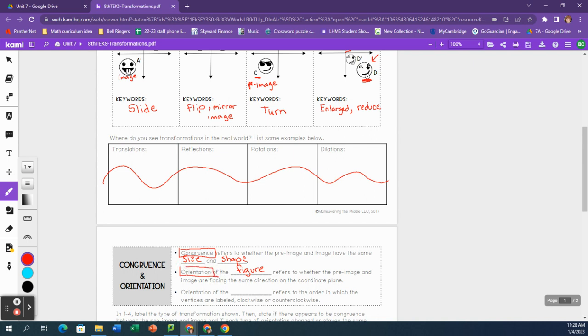And then orientation of the vertices. Do you know what a vertice is? A vertex is the point, the corner: that, and that, and that. Let me make another color. How about if we do those in green? These are the vertices. And so orientation of the vertices refers to the order in which the vertices are labeled.